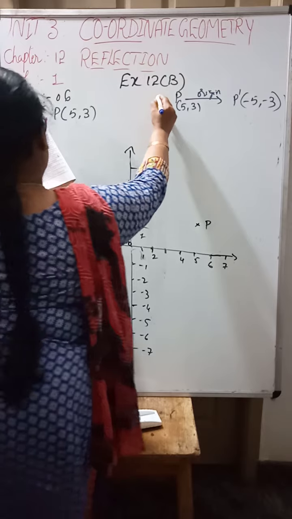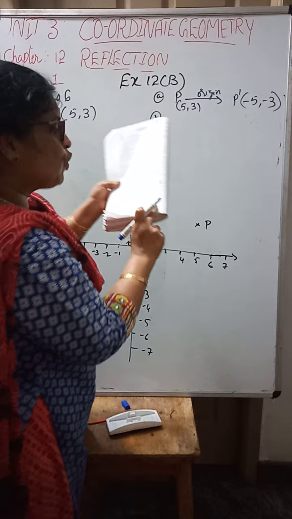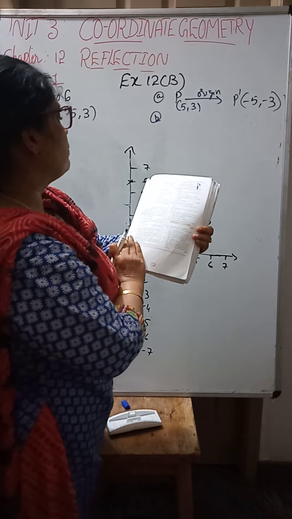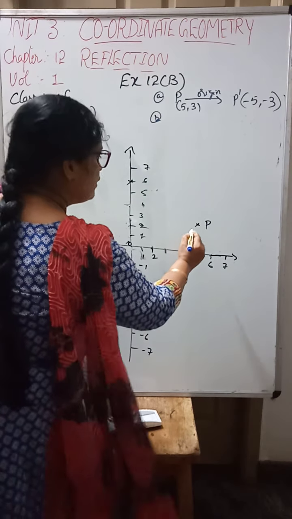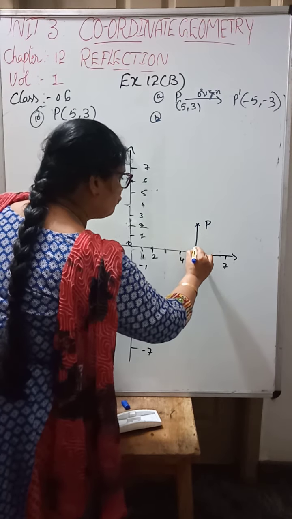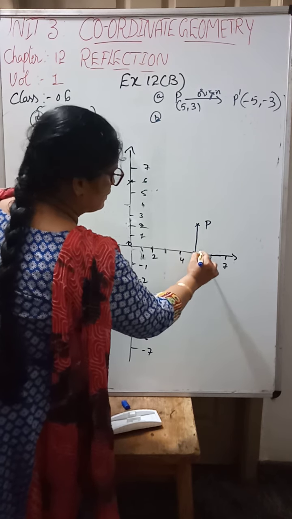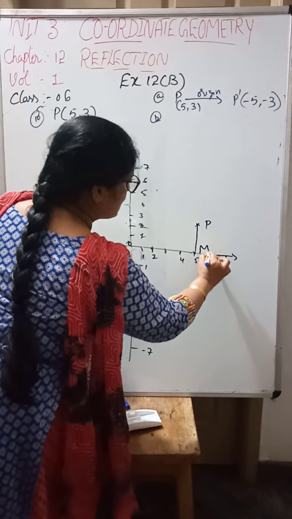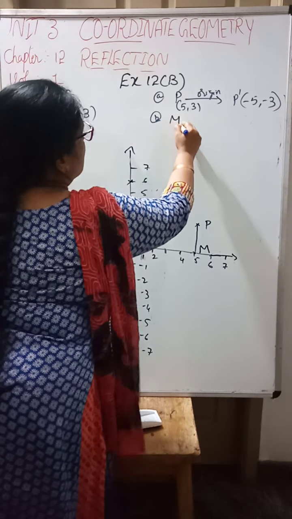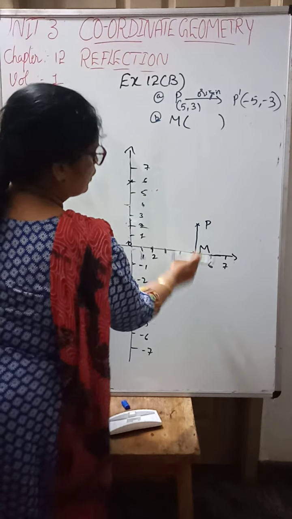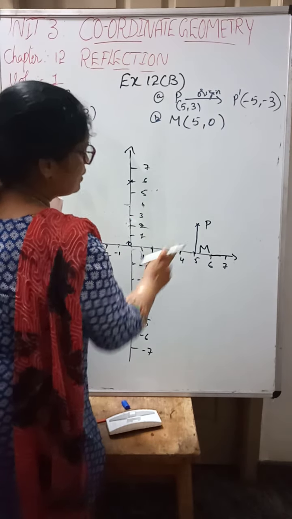Next, write down the coordinates of P dash. First one, I have written A. Next, B: if M is the foot of the perpendicular from P to the x-axis, find the coordinates of M. Now we have to draw a perpendicular line from P to the x-axis and call this M. They are asking you to find the coordinates of M. M is (5, 0). X is 5, y is 0.